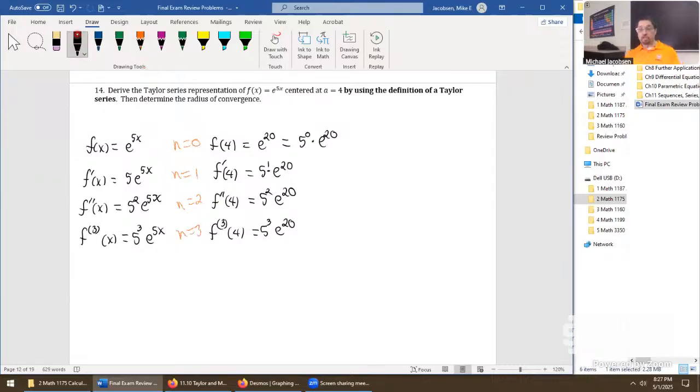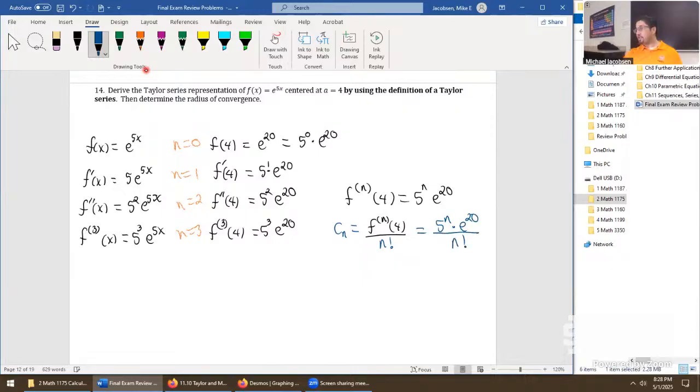So now we make the really big conjecture that f^(n) at 4 is nothing but 5 power of n, e power 20. So that's our pattern. It then tells us the coefficient we'll use in the power series, defined as Cn, which is equal to f^(n) at the center divided by n factorial, which is equal to 5 power of n, e power 20 divided by n factorial.